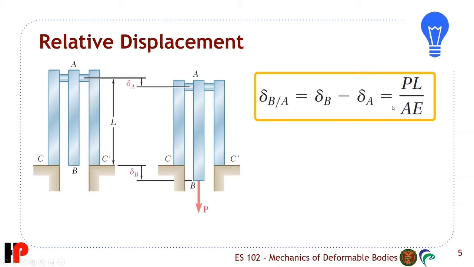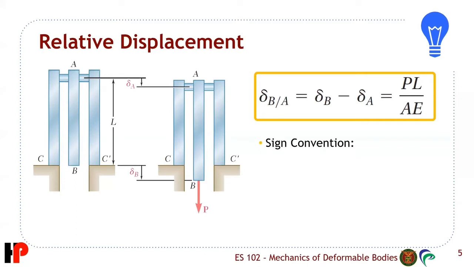So why is that relative important? Because A can also be moving while B is moving. There is a displacement at A and a displacement at B. What you're getting with this equation is just the relationship between the two. So you do not get delta B or delta A immediately just from this equation. What you're getting is the relative displacement.